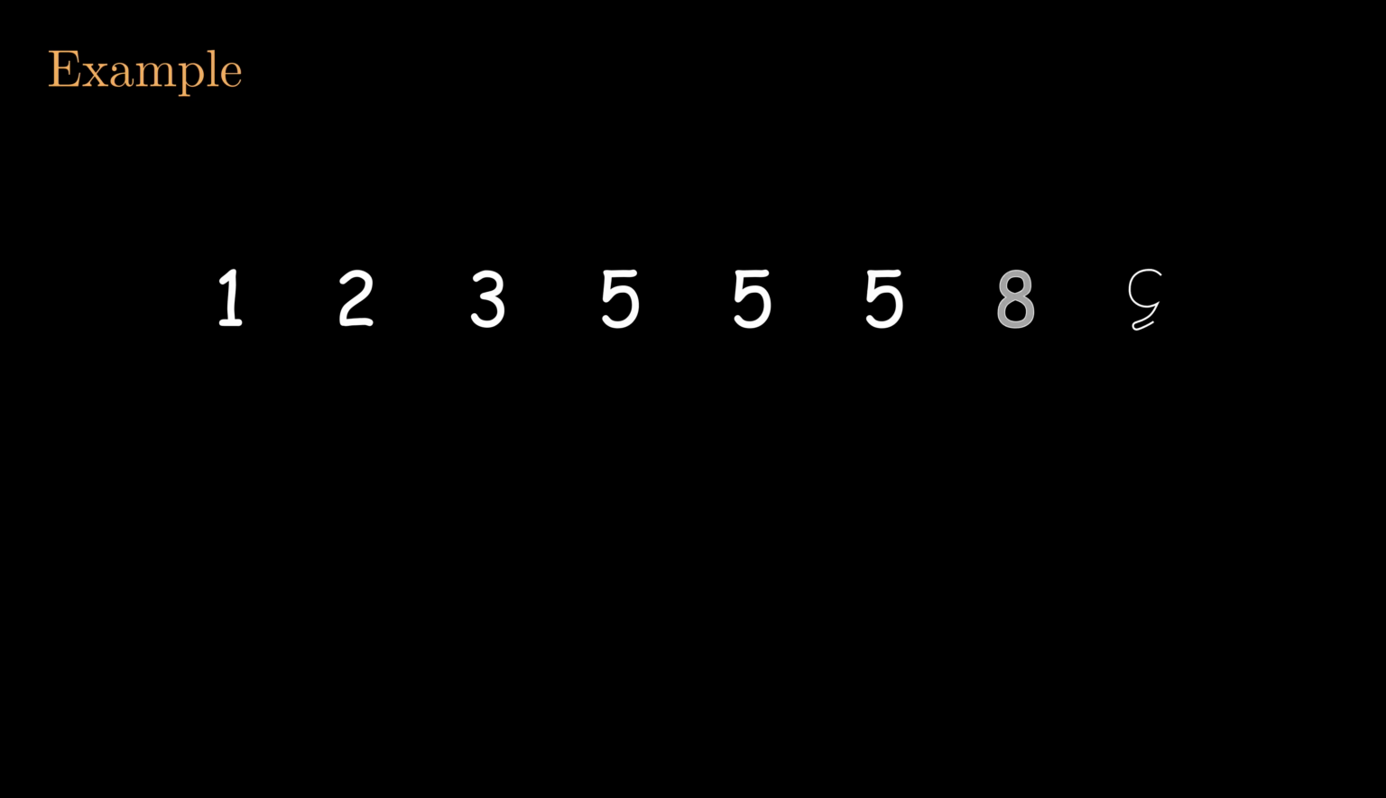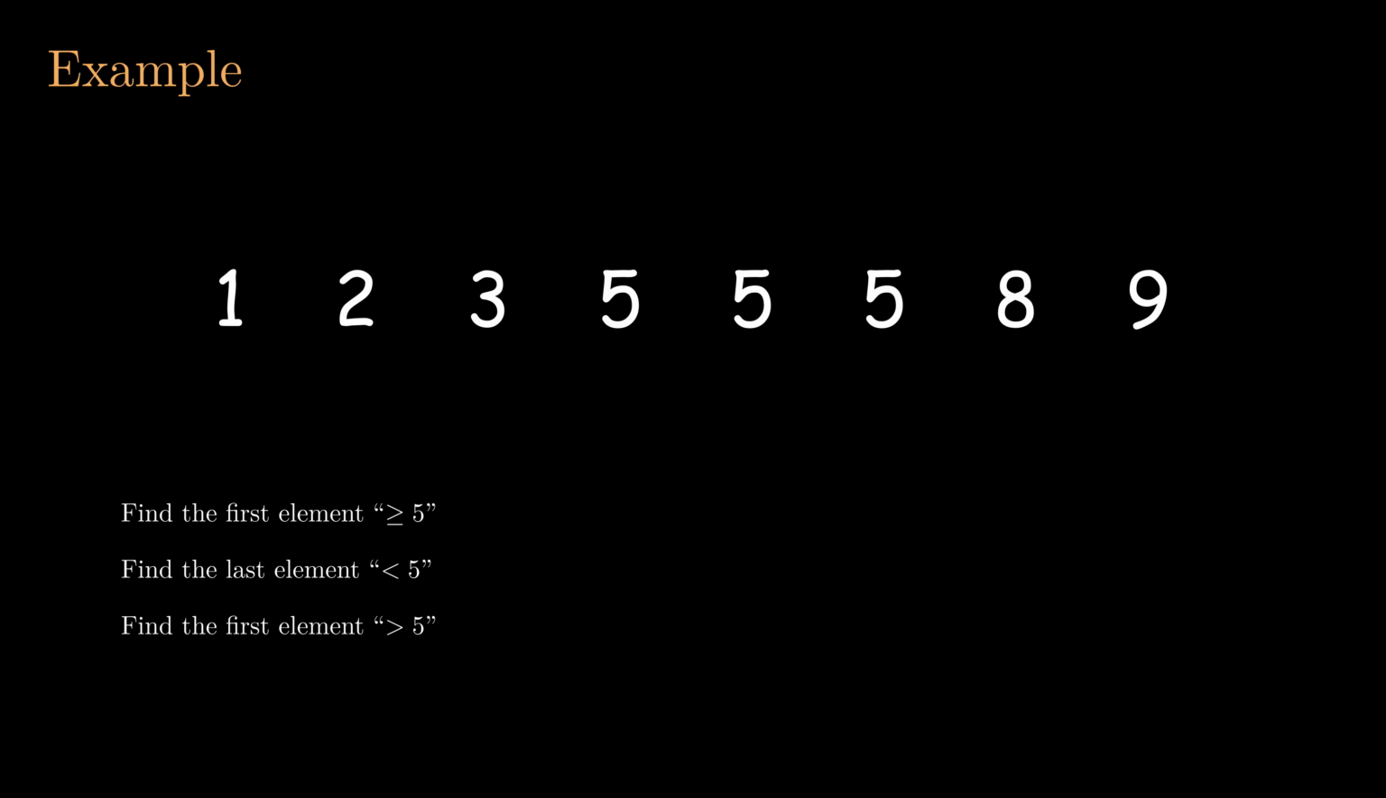Given a sorted array where the elements are 1, 2, 3, 5, 5, 5, 8, 9, there are 4 subproblems. First, find the first element greater than or equal to 5. Second, find the last element less than 5. Third, find the first element greater than 5. Fourth, find the last element less than or equal to 5. Let's see what the answers to the 4 questions are, respectively.